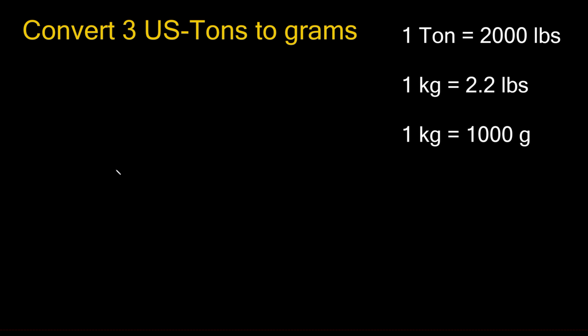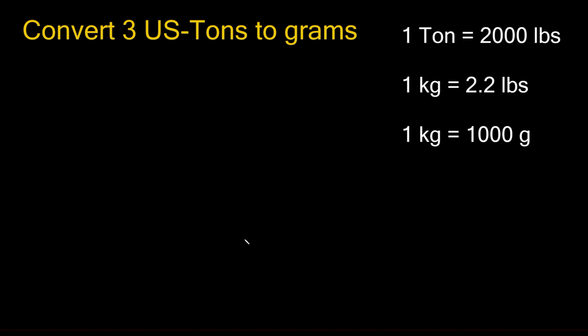So in this video, I'm going to teach you how to convert from tons, US tons I should specify, to grams, all right? And we're going to do this using dimensional analysis, all right? So here we just want to convert 3 US tons to grams, all right? And then here we're given 3 conversions. So we're given that 1 ton is equal to 2,000 pounds, 1 kilogram is equal to 2.2 pounds, and 1 kilogram is equal to 1,000 grams. All right, so as you can see, we're not given a direct conversion from tons to grams. We're gonna kind of have to find our way through here a little bit like a maze.